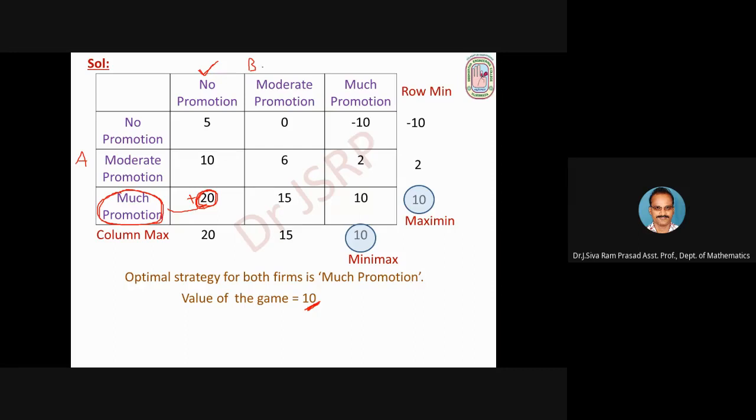By random, B selects the first strategy, no promotion. Then the value of the game is 20. That means the gain of player A increased from 10 to 20, and the loss of player B increased from 10 to 20. Okay, if player B follows theory, the value of the game is 10.